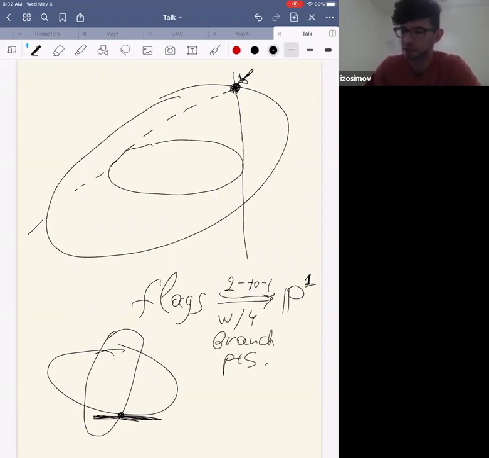And then from this it follows, just by a simple count using the Riemann-Hurwitz theorem, that this space of flags is an elliptic curve. So the space of flags is an elliptic curve.